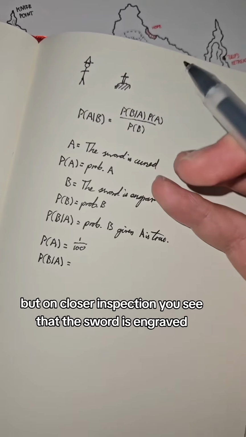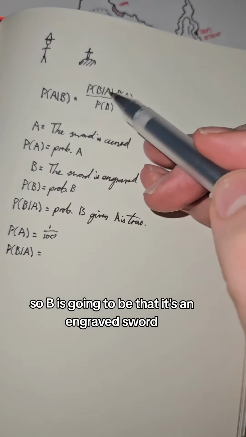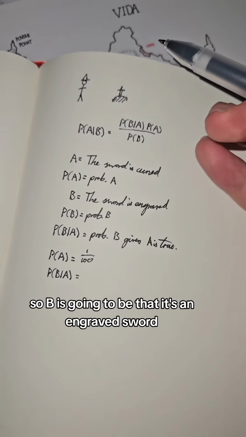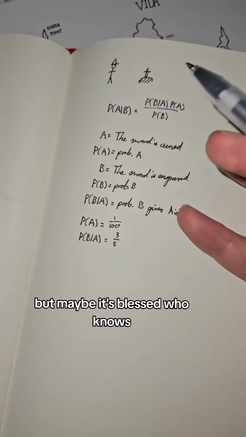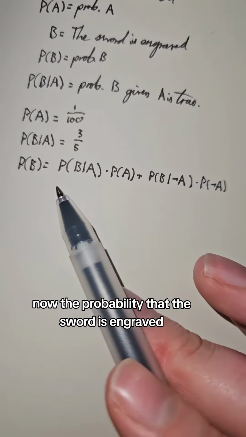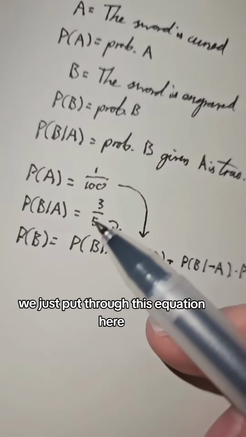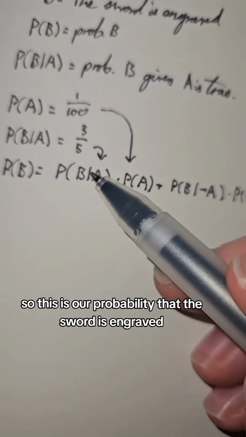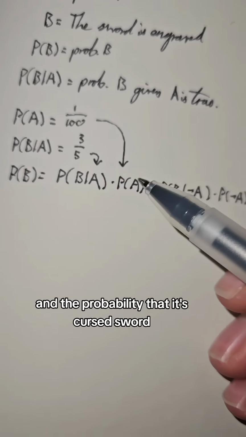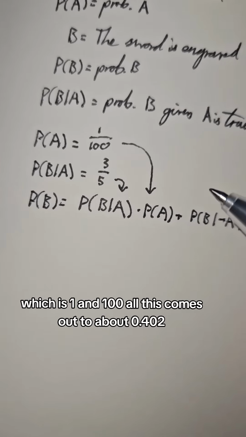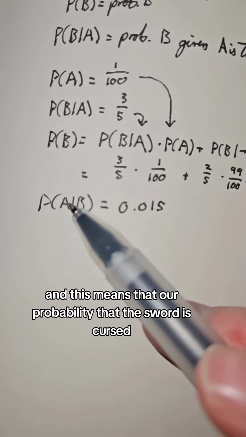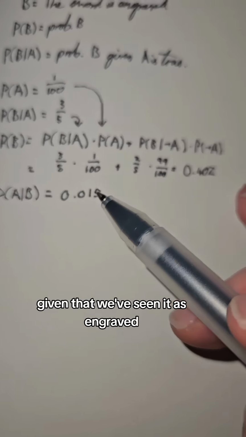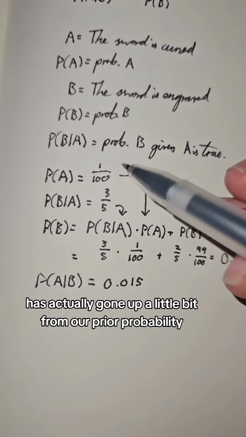But on closer inspection, you see that the sword is engraved. So B is going to be that it's an engraved sword. And let's say in this world that the probability of an engraved sword being cursed is 3 in 5. People aren't doing it all the time, but maybe it's blessed, who knows. Now the probability that the sword is engraved, we just put through this equation here. So this is our probability that the sword is engraved given it's cursed, which we have above, and the probability that it's a cursed sword, which is 1 in 100. Well, this comes out to about 0.402. And this means that our probability that the sword is cursed, given that we've seen it as engraved, has actually gone up a little bit from our prior probability.